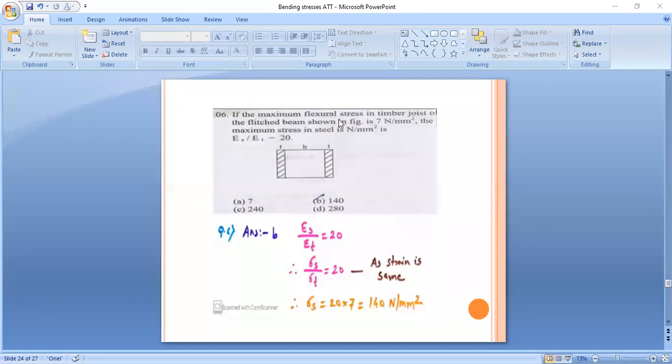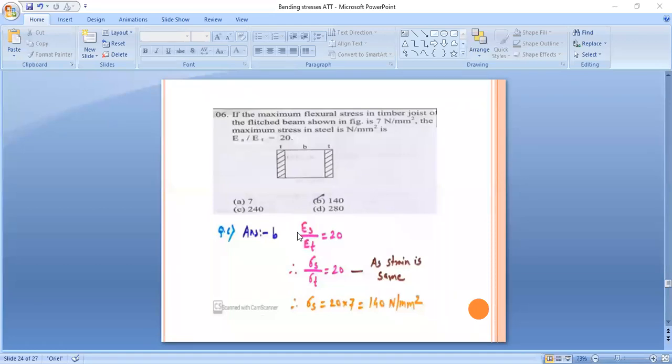Then next question. If the maximum flexural stress in the timber joist of the flitched beam as shown in the figure is 7 Newton per mm square, the maximum stress in steel is what? So you have to find out the maximum stress in steel. Here a flitched beam is given. In that, two materials are used. One material is timber and the second material is steel.